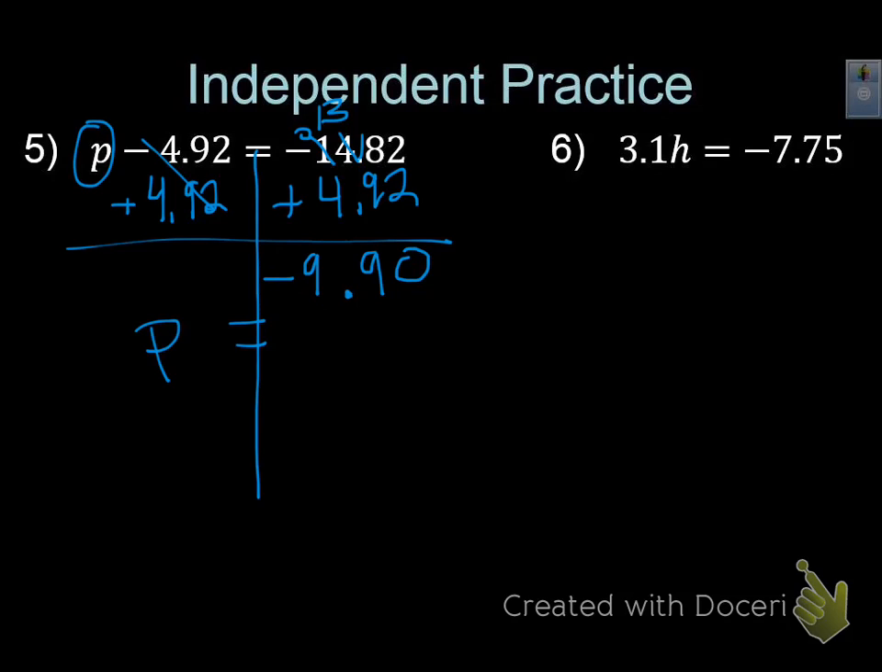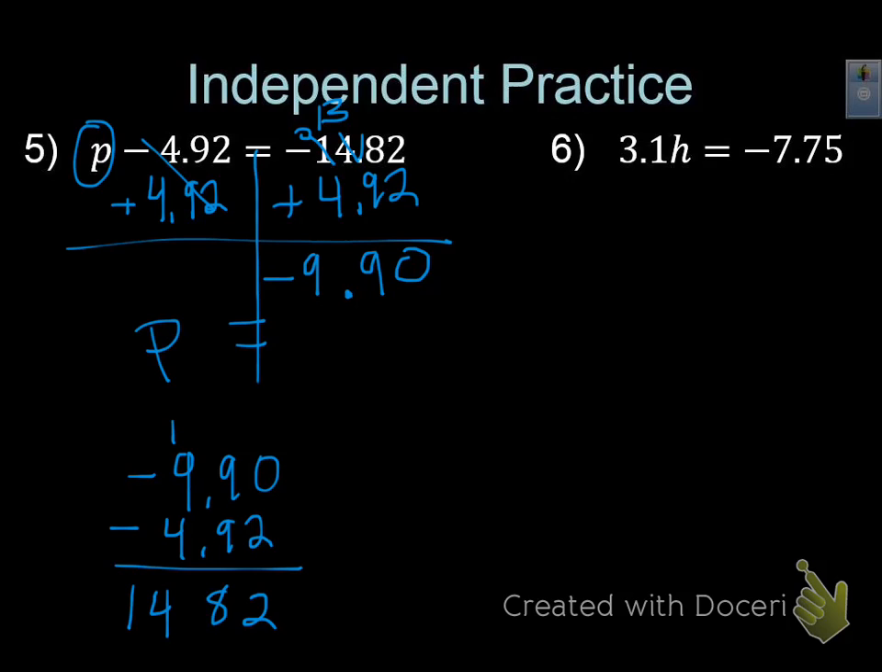To check my answer, I want to plug it back into the original problem. Negative 9.90 minus 4.92. When they are both negative, I will actually be adding. 0 plus 2 is 2. 9 and 9 is 18. 9 plus 4 plus 1 is 14. Bring the decimal straight down and bring down the negative.